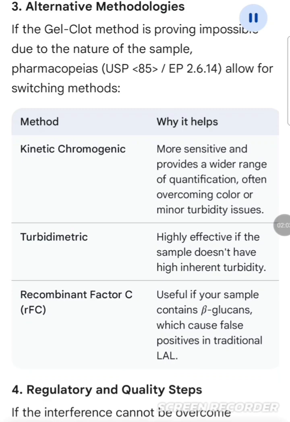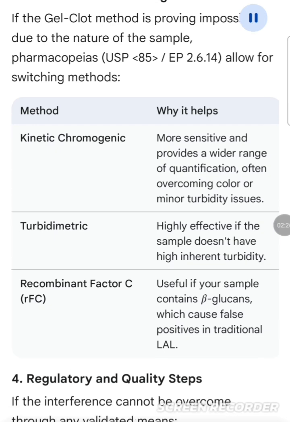Method. Why it helps? Kinetic, chromogenic, more sensitive and provides a wider range of quantification, often overcoming color or minor turbidity issues. Turbidimetric. Highly effective if the sample doesn't have high inherent turbidity. Recombinant factor C, RFC. Useful if your sample contains beta glucans, which cause false positives in traditional LAL.